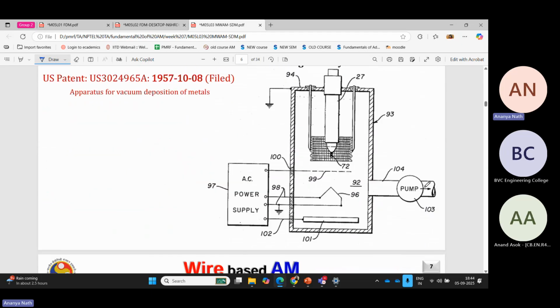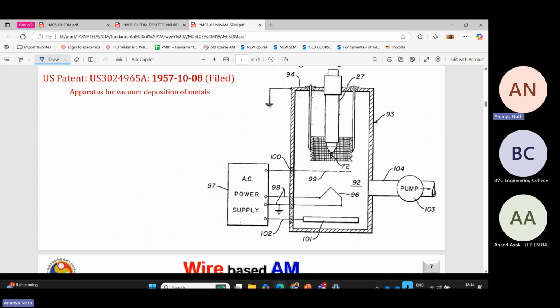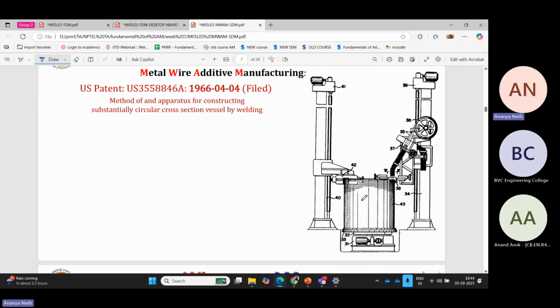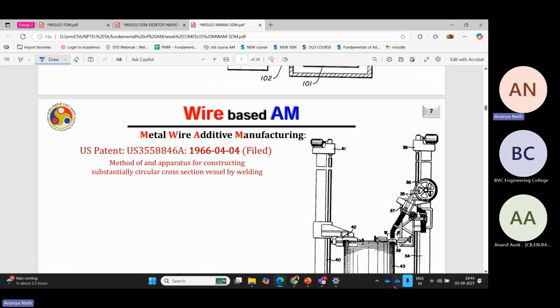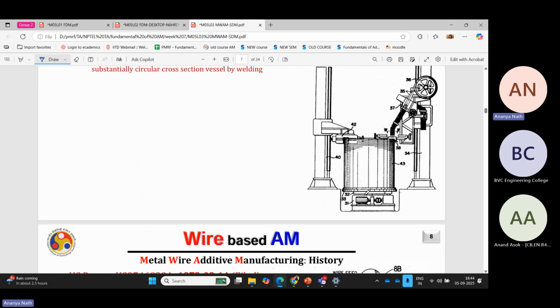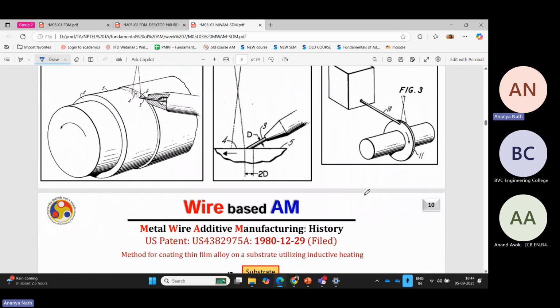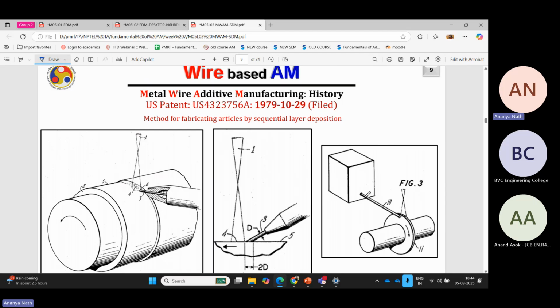The next patent came with another setup of the machine. Then we have more setups of the machine, because wire additive manufacturing is the first additive manufacturing patent which was filed in the USA. That's why there are various designs given for this machine. Let's go to our concerned topic. This is a very important thing, so I would like to talk about this.